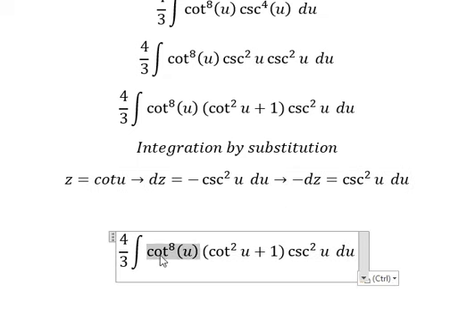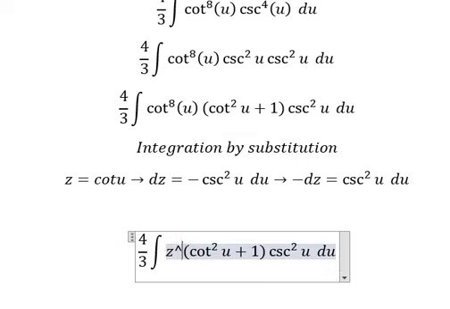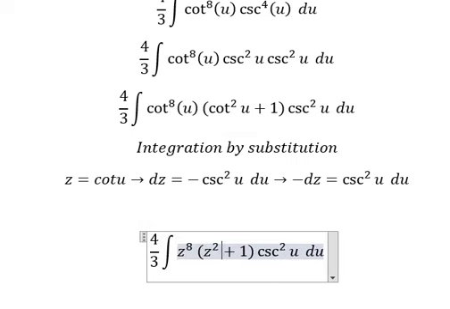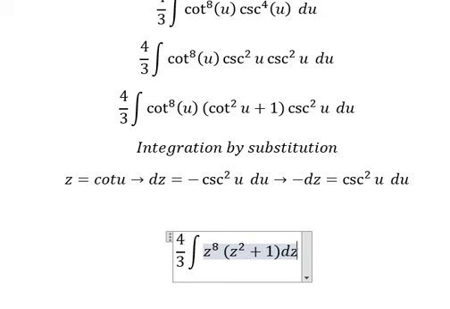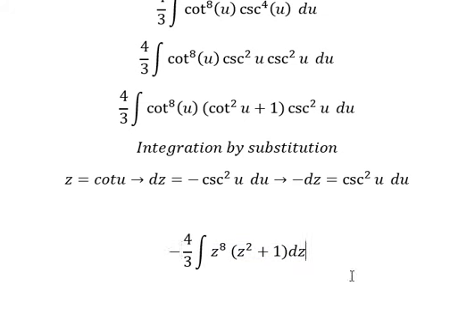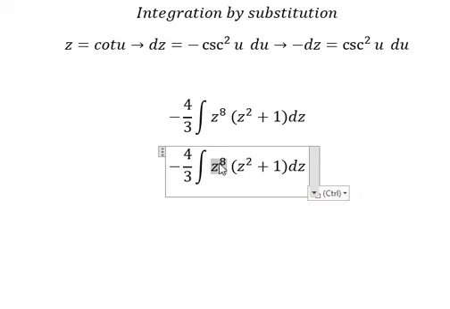This one we change by z, and you get z to the power of 8. Similar for this one, cosecant of u squared du we change by negative dz. Next, z to the power of 8 multiplied by z squared plus 1.